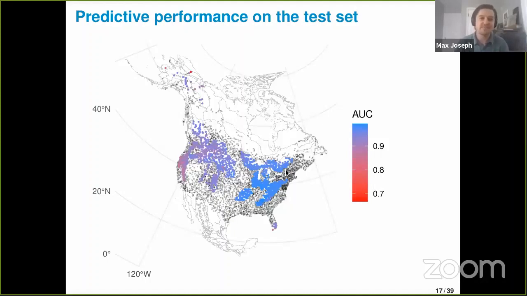On a withheld test set, predictive performance was all right. It was pretty good in the Eastern US where we have a ton of data. The worst performance was observed in the farther north breeding bird survey routes of Alaska, where we don't have quite as much spatial information to borrow.